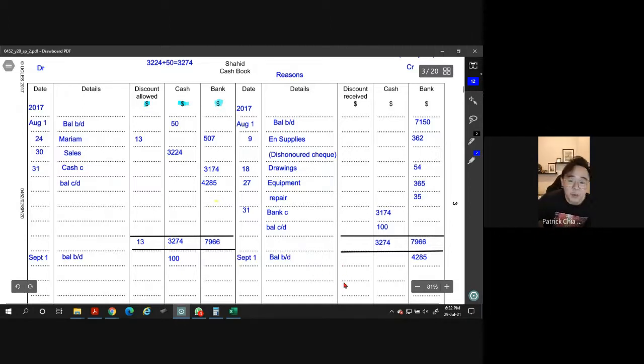All right. So please do not lose marks. Don't make careless mistakes like putting the word CD become BD or BD become CD, or putting something in the wrong place. All right. What does the 4285 stand for? It's the bank overdraft. It is still bank overdraft. That means we still spend more than what we put inside our bank account. Correct?